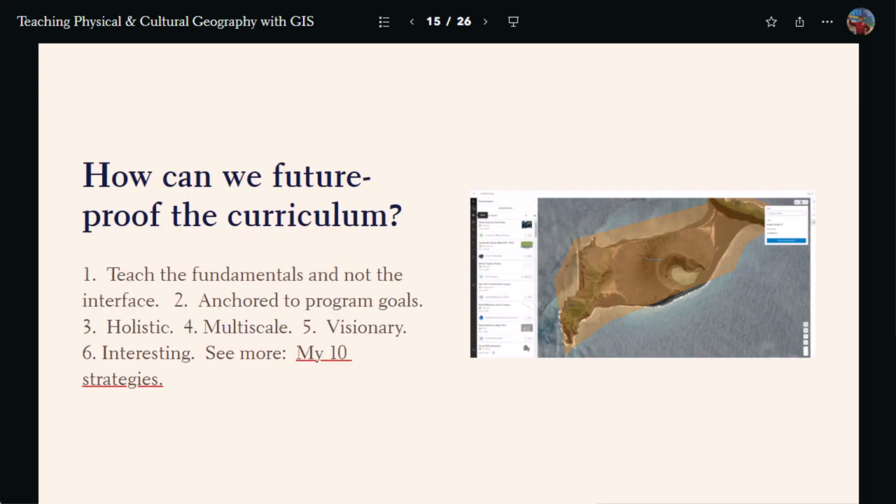How can we future-proof the curriculum? Well, we can't entirely with the rapid changes in education, society, and technology. But number one, teach the fundamentals and not the interface. Number two, keep your GIS use anchored to your program goals. Number three, make it holistic, multi-scale, visionary. Please make it interesting. See more in my 10 strategies.